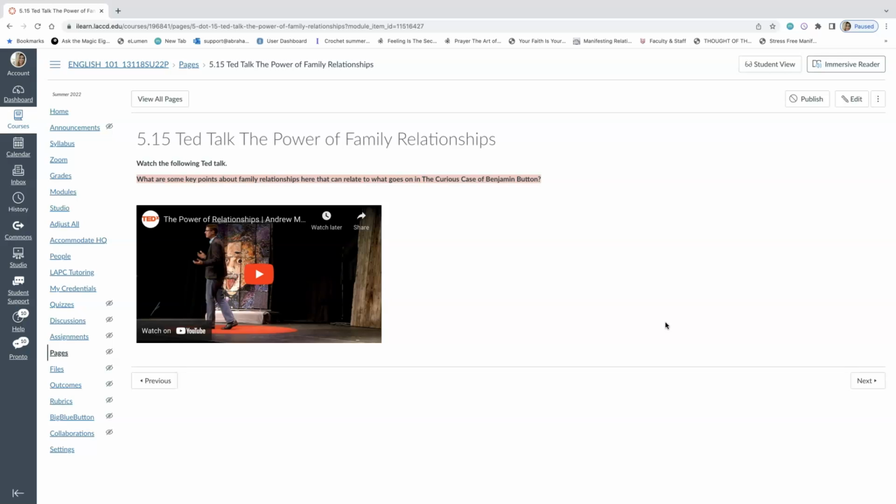And I want you to think about what's happening in the short story and how the grandson treats his grandfather when his grandfather looks younger than him, and what his relationship with him is like, and the father as well, and what's going on with the wife and the husband as the wife is looking older and the husband is getting younger. Benjamin Button gets younger while his wife gets older, and what he does. So I'd like you to look at the power of family relationships in relation to this story.